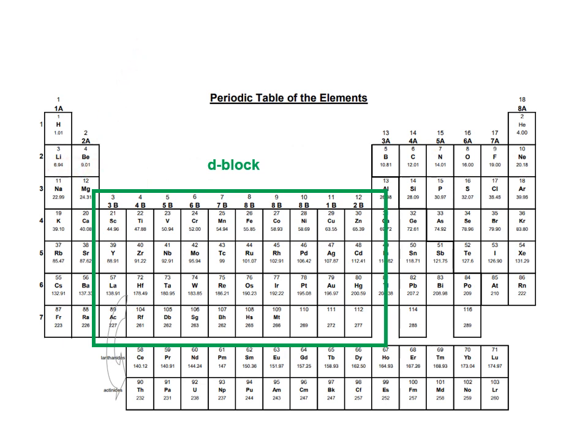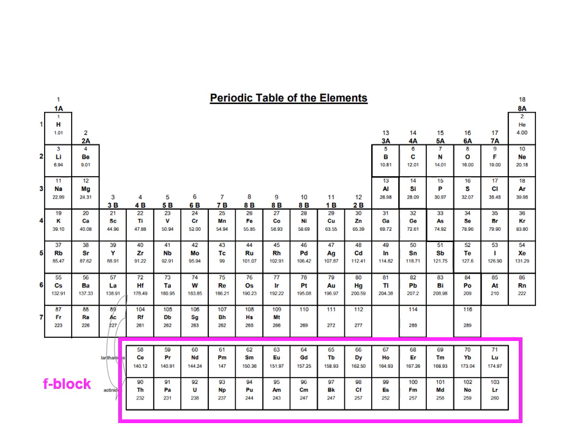And then our last block is the F block, and the F block is the inner transition metals. Remember we said that the F orbitals hold a total of 14 electrons. So these 14 columns here are the 14 electrons that occupy the F orbital.